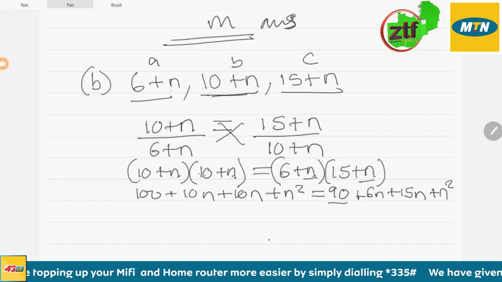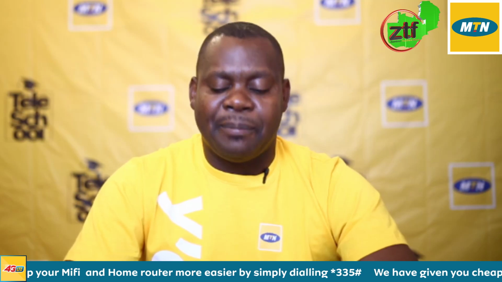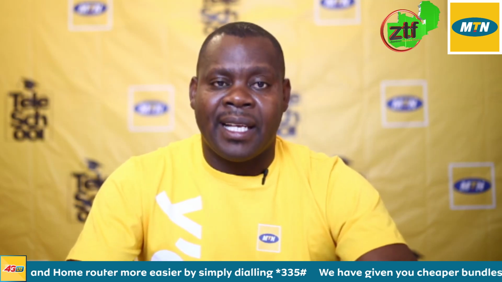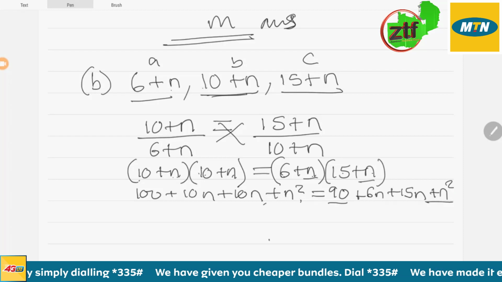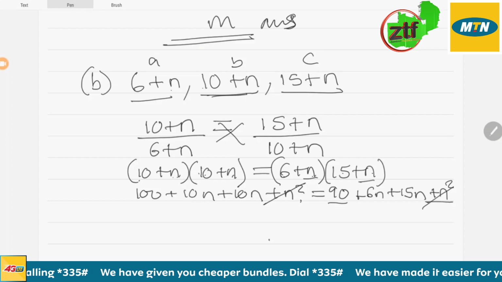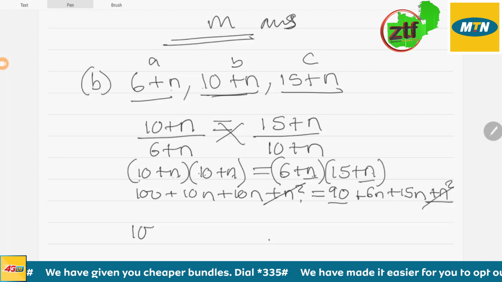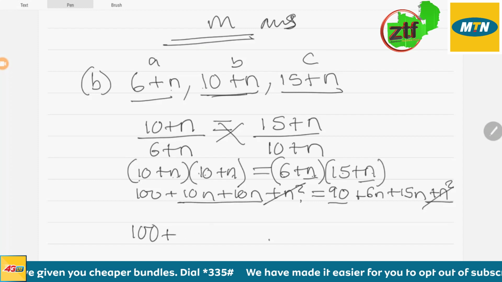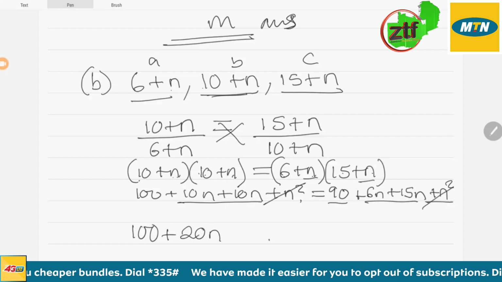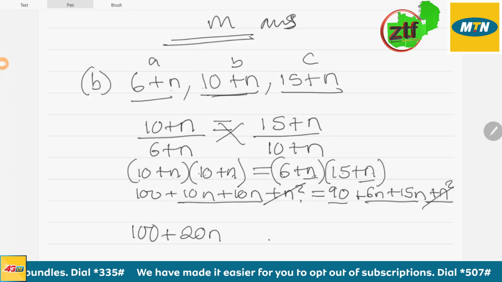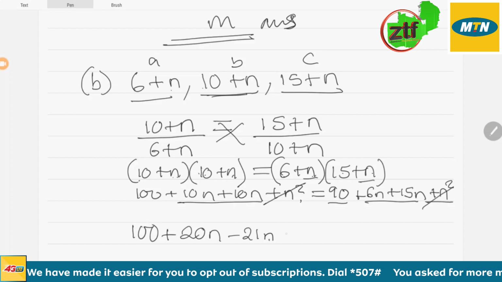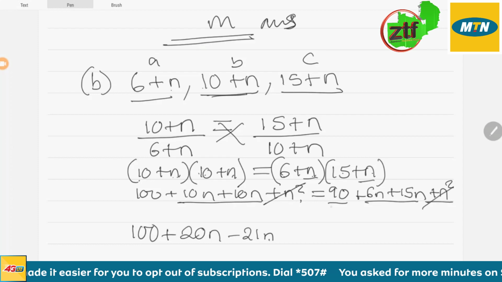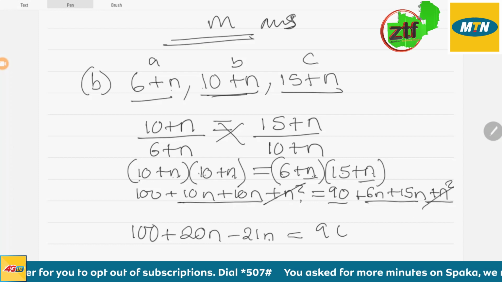Right. Now, we are going to collect the like terms because we have expanded the brackets. You can see that if this positive n squared is transposed to this side, it is going to eliminate this one. So this one and this one is eliminated. So we are going to have 100 plus, when we simplify this, 20n, and when we simplify this also, we have 21n, and if this 21n is transposed to the other side, we are going to have minus 21n. Then we also say we have now equals 90 this side.